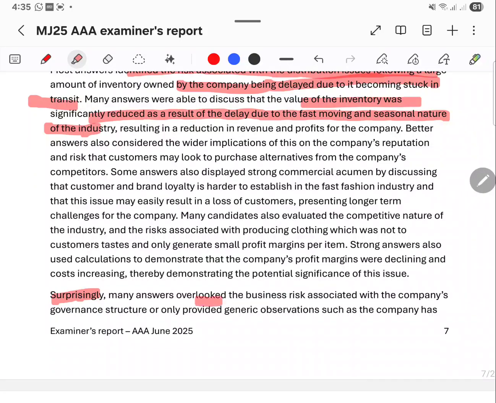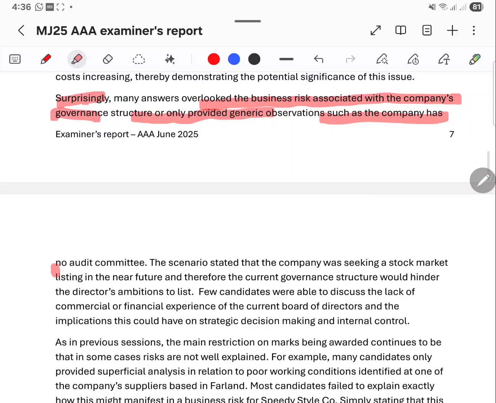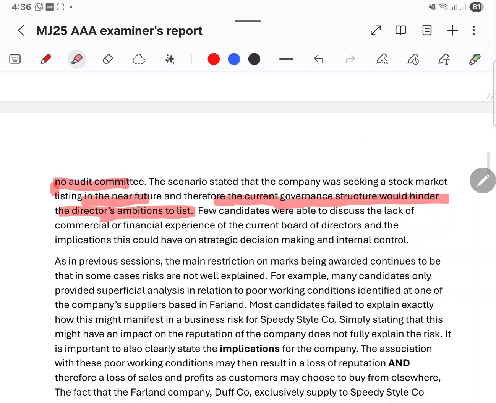Surprisingly, many answers overlooked the business risk associated with the company's governance structure or only provided generic observations, such as the company has no audit committee. The scenario stated that the company was seeking a stock market listing in the near future, and therefore the current governance structure would hinder the directors' ambitions to list. Few candidates were able to discuss the lack of commercial or financial experience of the current board of directors and the implications this could have on strategic decision making and internal control.